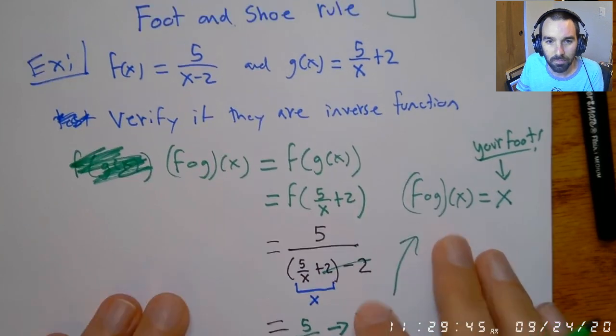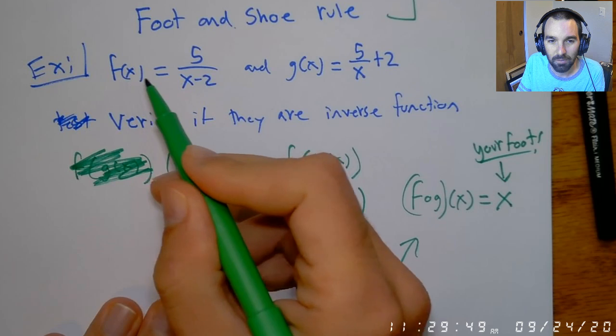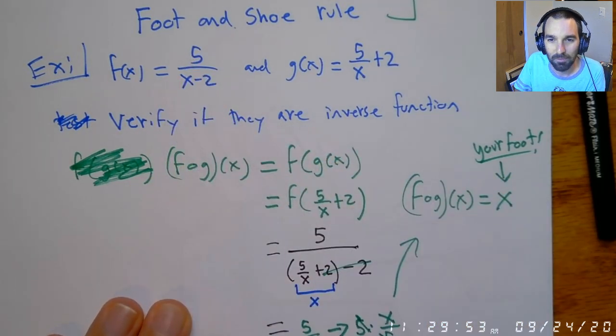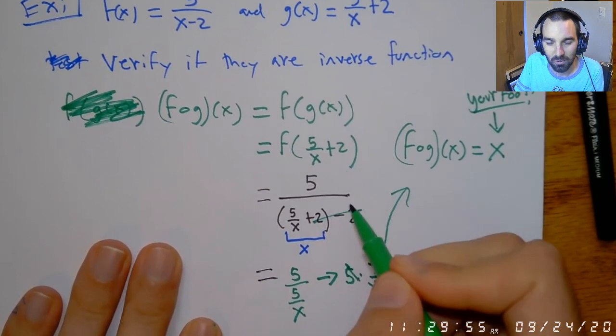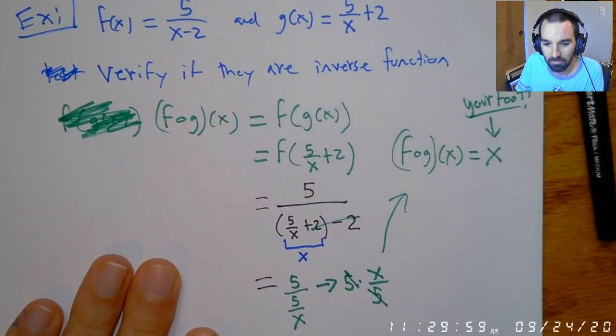Wait, why negative 2? Because there's a negative 2 right here. It's f of x equals 5 over x minus 2. So the negative 2 comes from the f of x. That's why there was a negative 2 here, because it was part of the original function.